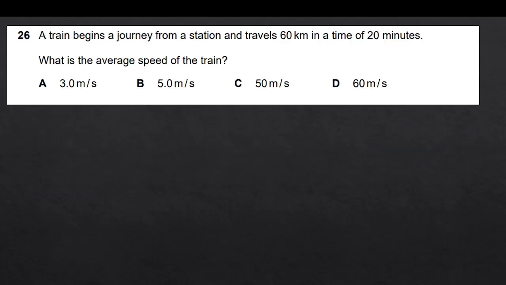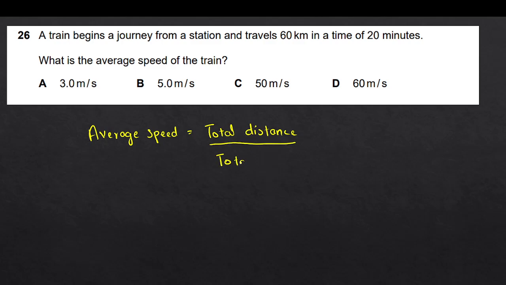Let's look at question 26. A train begins a journey from a station and travels 60 km in a time of 20 minutes. What is the average speed of the train? To determine average speed, again we have to take total distance traveled divided by total time taken. If we look at the options given, the unit is meter per second. So we have to convert all our distances to meters and the time to seconds.